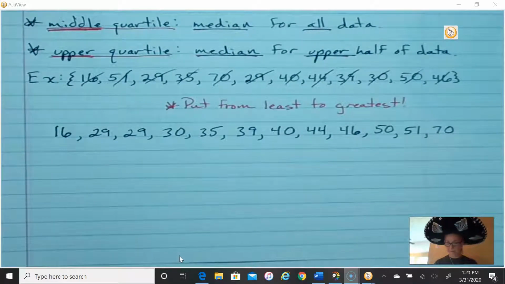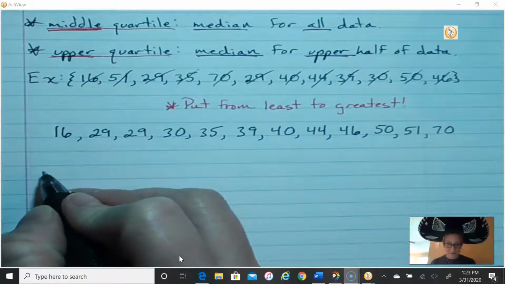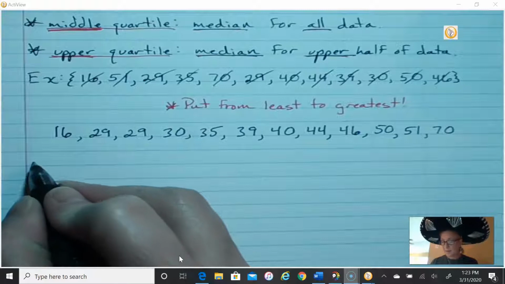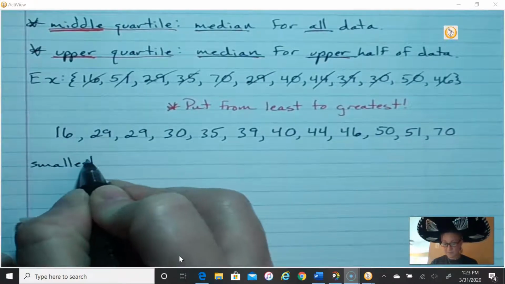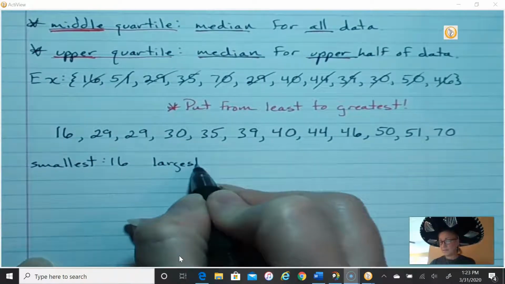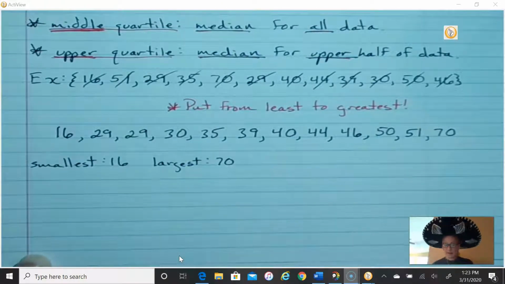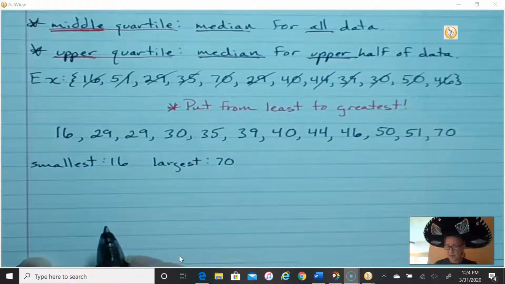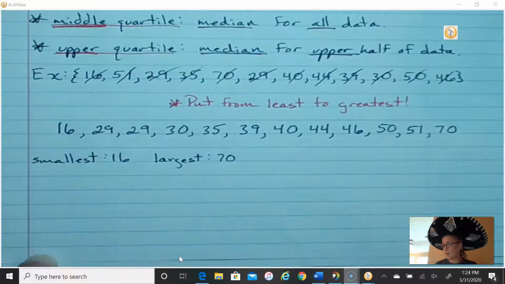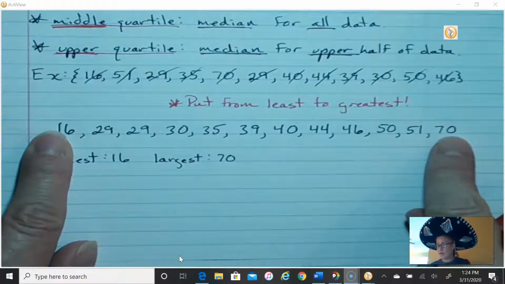Okay, so now we have to find the smallest and the largest number. I don't know why. Doesn't really help any. The smallest is 16. The largest is 70. Now, I always say what you're going to do is you're going to break it up. Okay, so we're going to break this up into 2 even groups.